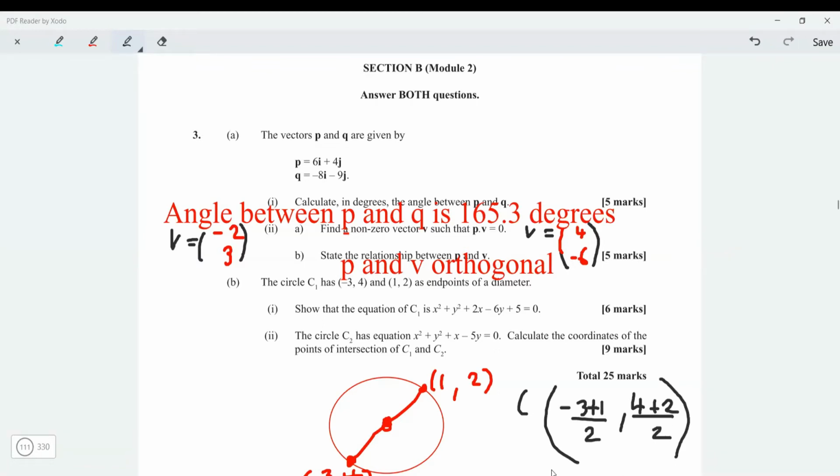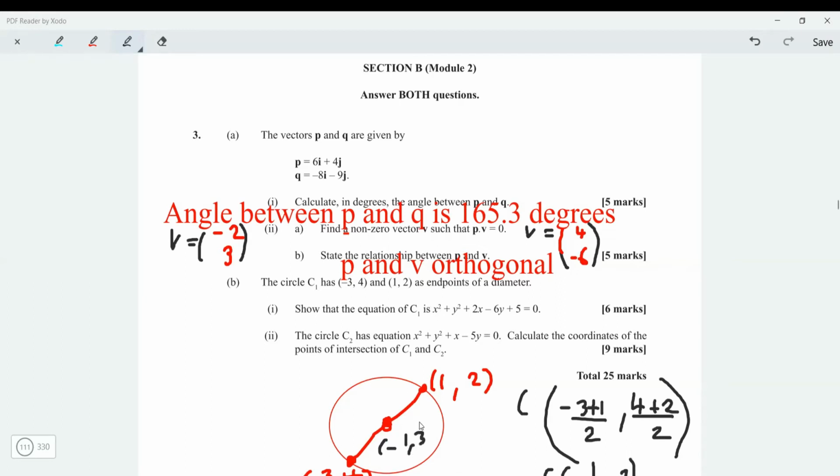So now we get that the center of the circle is minus 3 plus 1, which is minus 2, over 2, that's negative 1, comma, 4 plus 2 is 6, 6 over 2 is 3. So the center is minus 1, 3.